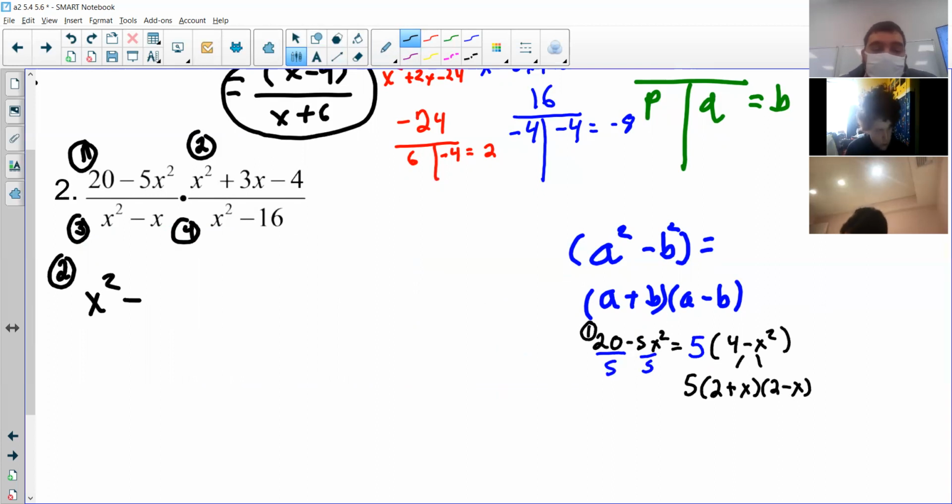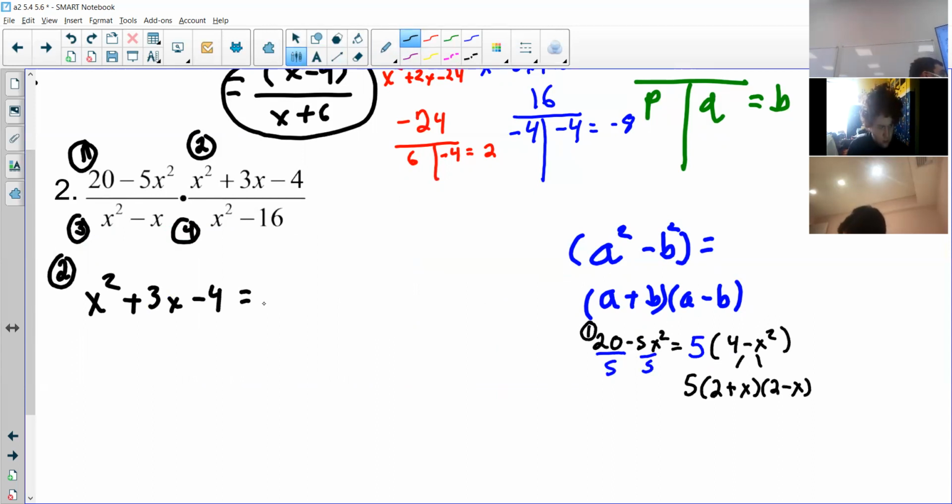X squared plus 3x minus 4. So this is an ABC method, or x squared plus bx plus c. What multiplies to the negative 4? That adds to positive 3.